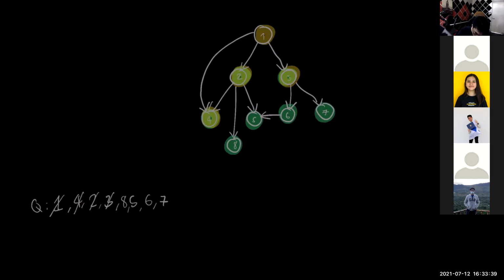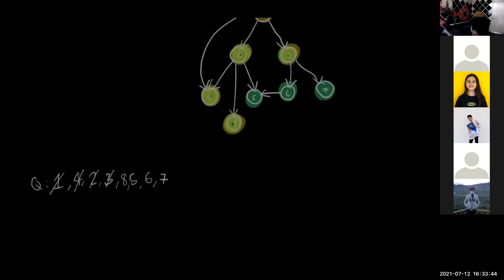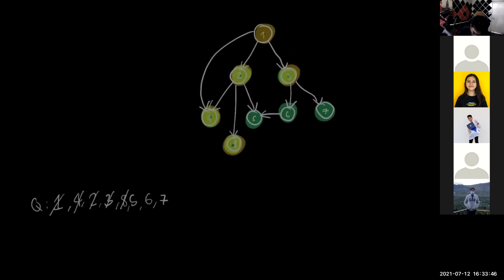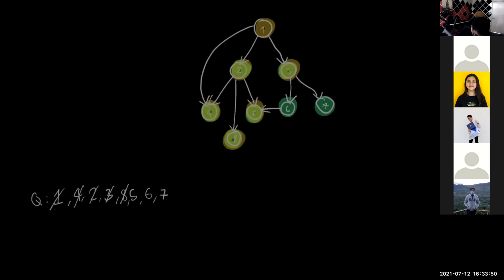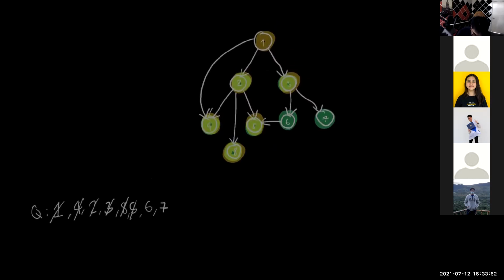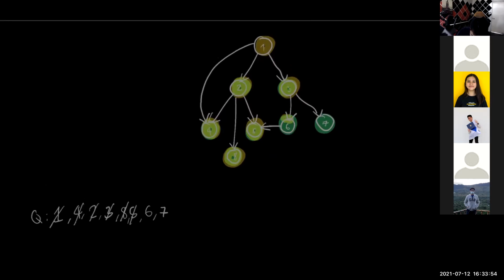So node 8 has no children. DQ. Node 5 has no children. DQ. Node 6 has a child, but we've already visited it, no? So we don't need to expand any further. It's in the queue already. So DQ. Node 7 has no children. Visit that. We DQ that.